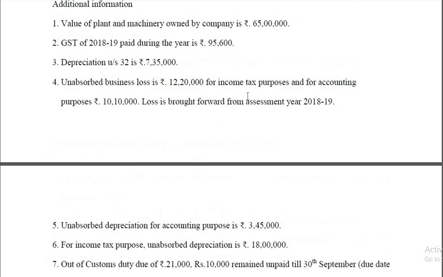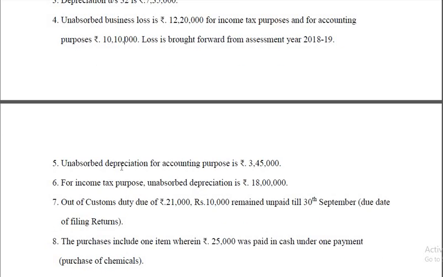Then, what is meant for accounting purpose, 10,10,000, and this unabsorbed depreciation for accounting. So what is given for accounting purpose should be taken while computing book profit. So this value or this value, whichever is less, is deducted from net profit while computing book profit. We'll once again recollect this and consider it.